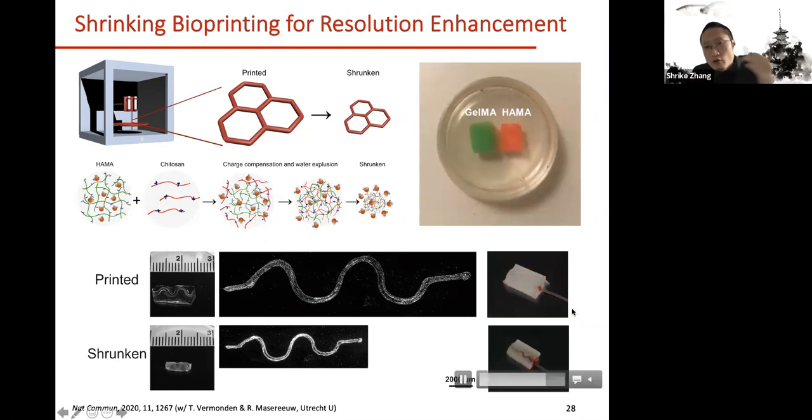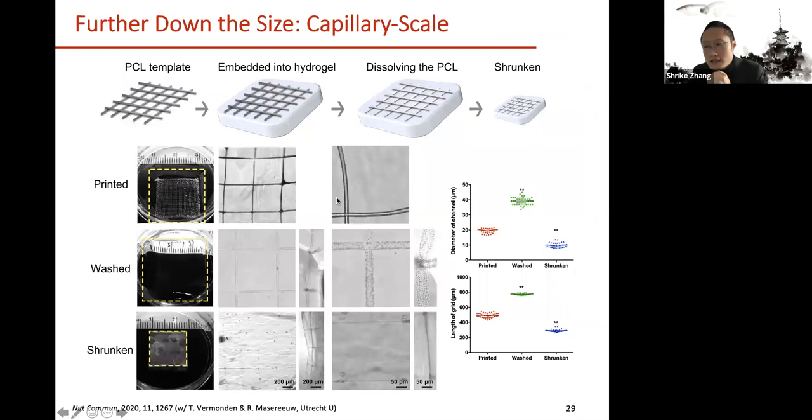And before and after shrinking, the channels were both perfusable, right? So it doesn't really affect the perfusability of the channels, because the channels are still hollow after shrinking, right? So that's one way of resolution enhancement. And what's more interesting is that if you start with a smaller channel, right? So these are actually another method, which I'm not going to go into details, but if you start with a smaller channel, that's already about 30, 40 micrometers in diameter.